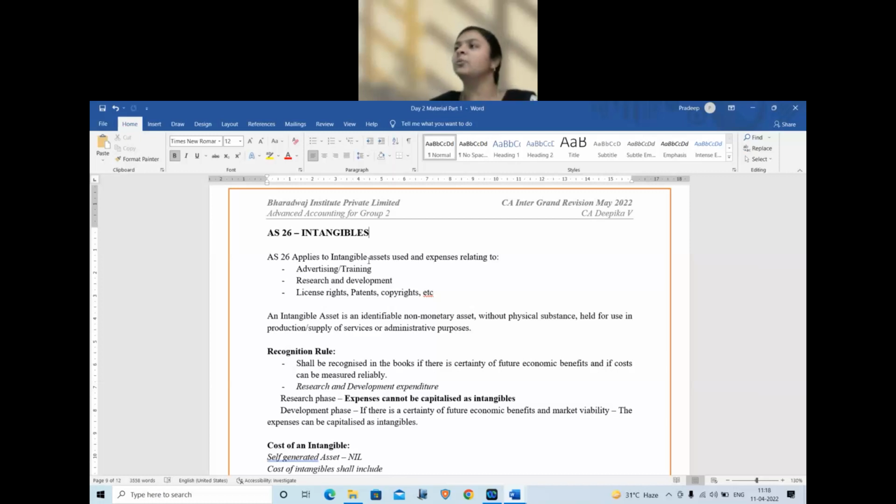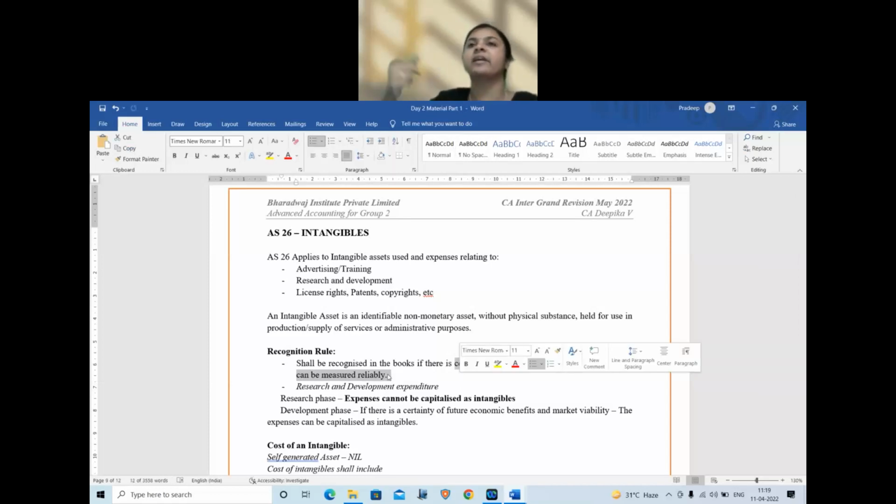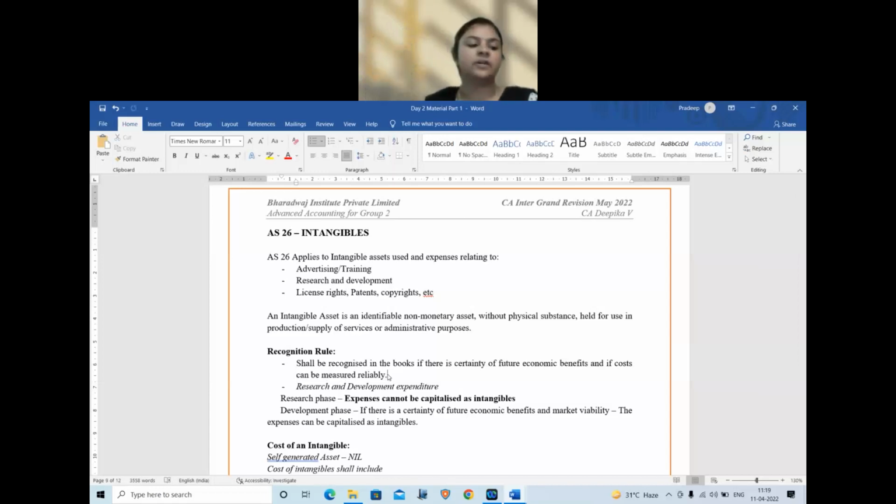First rule, what is the rule of recognition? The intangibles shall be recognized in the books if there is a certainty of future economic benefits and if the cost can be measured reliably. So 2 points. There should be a certainty that it will give future economic benefits. Second, the cost should be identifiable. Even if one of the two criteria is not satisfied, it will not qualify as an intangible asset.